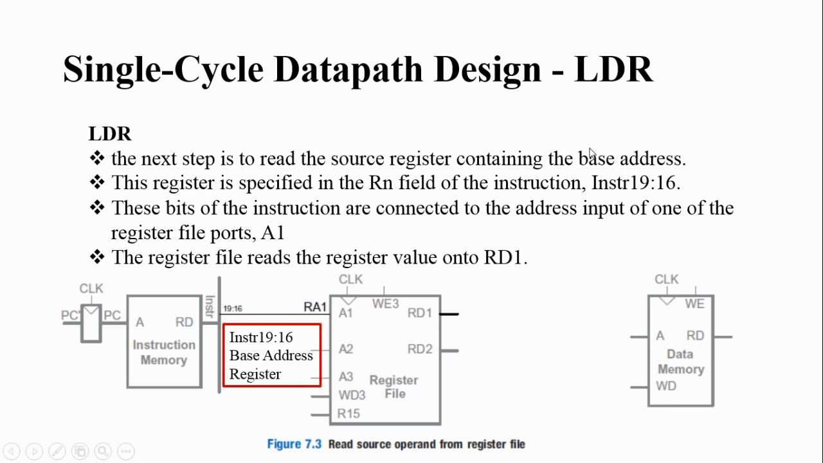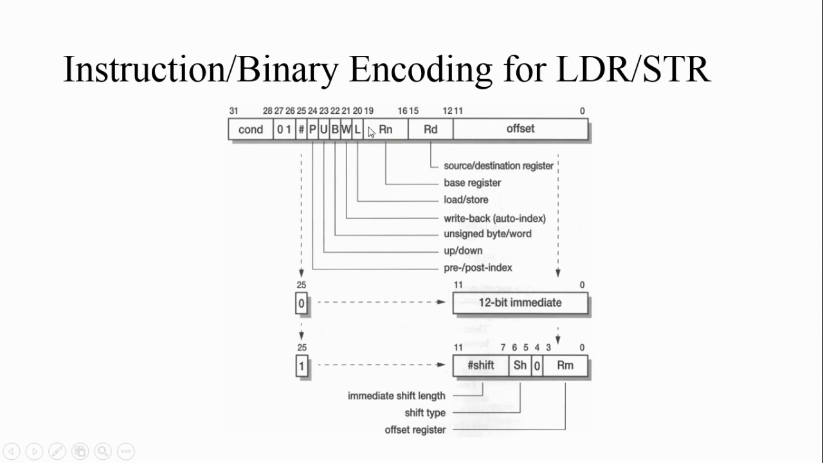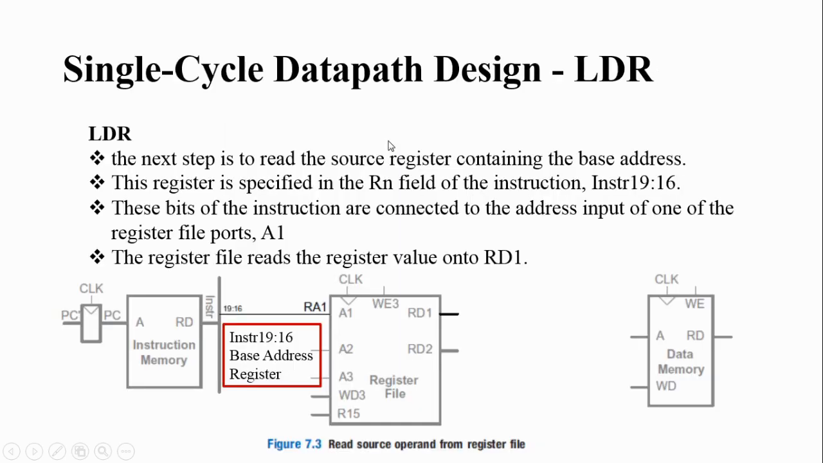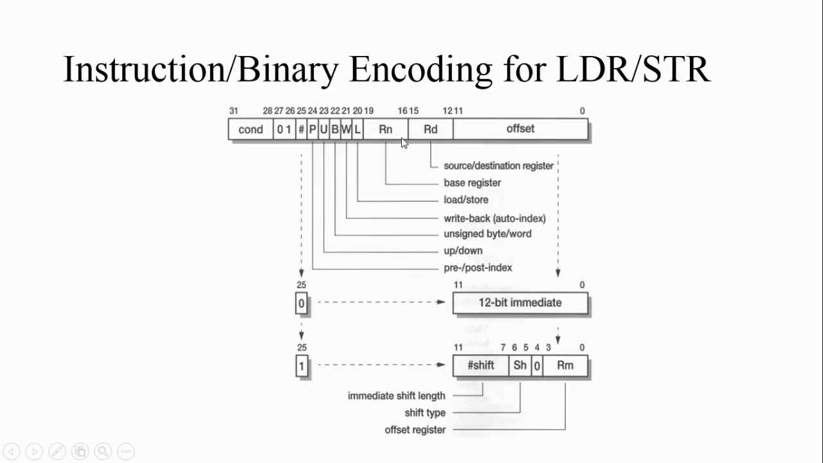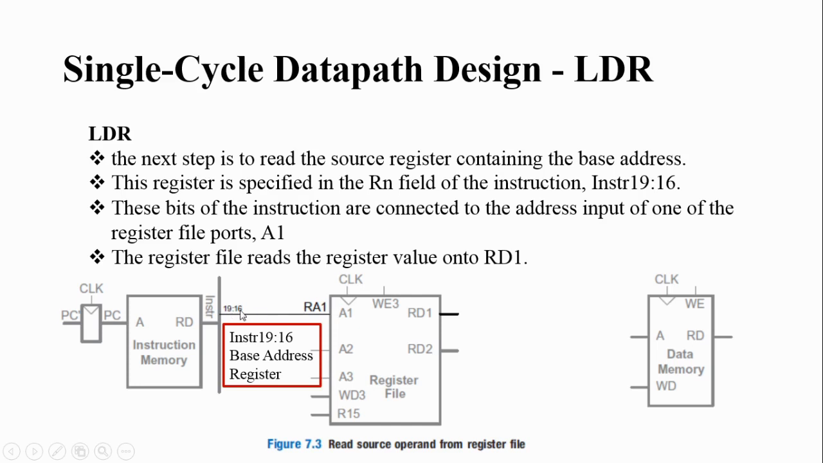Where is this base address stored? In the source register. Which is the source register here? RN. So RN is used for storing the base address, so you need to read from RN. Which bits are used for configuring RN? Bits 16 to 19. So bits 16 to 19 of the instruction, that is the binary decoded instruction, will be connected to A1 of the register file. That is, these 4 bits of the instruction are connected to the address input of the register file, that is A1.